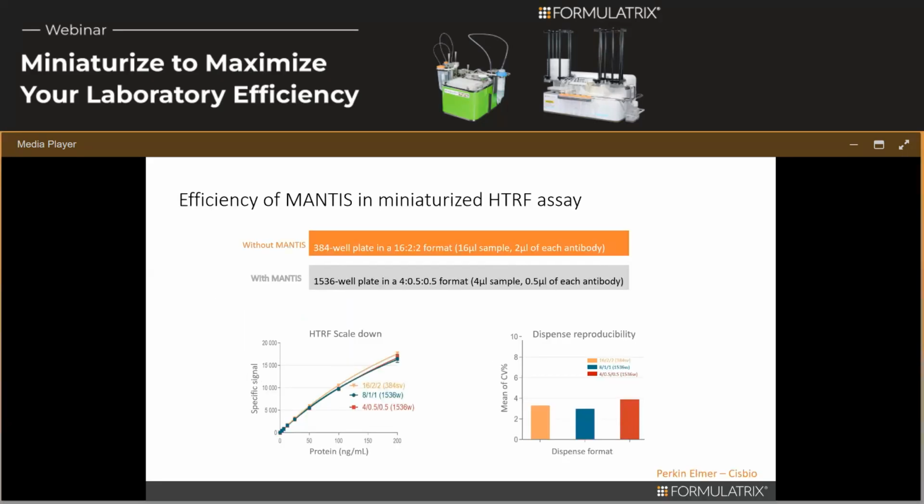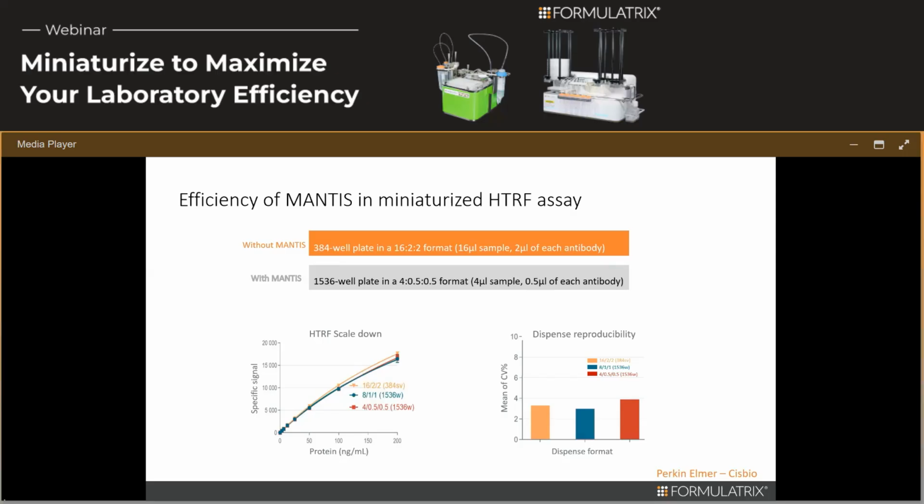Let's move to another example where Mantis was used to miniaturize the HTRF assay. Homogeneous time-resolved fluorescence is a novel technology applied to many antibody-based assays to study kinases, biomarkers, protein-protein interactions, and other molecules of interest. By using conventional pipetters, the reaction consisted of 20 microliter in 384 well plate. That was reduced to 5 microliter in 1536 well plate when miniaturized.